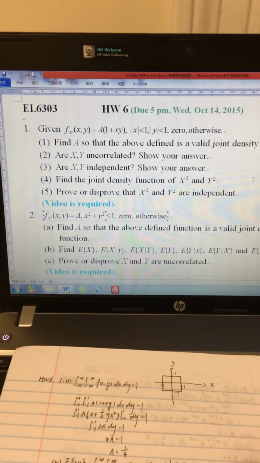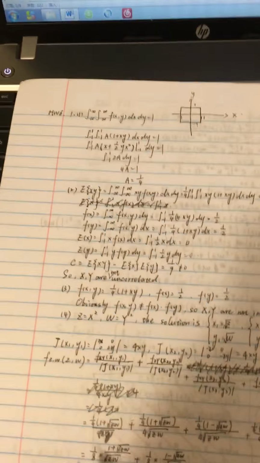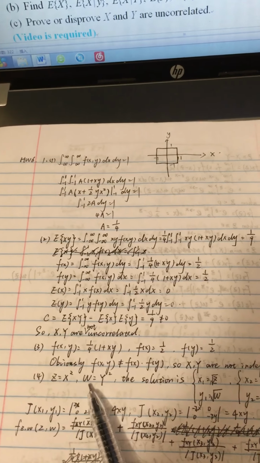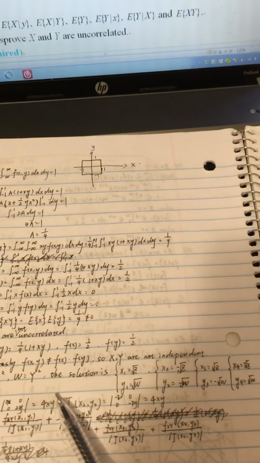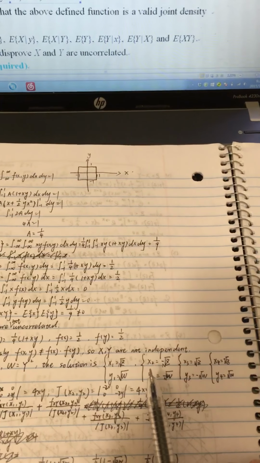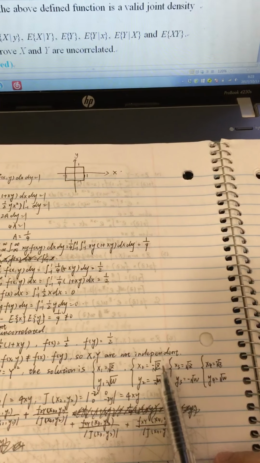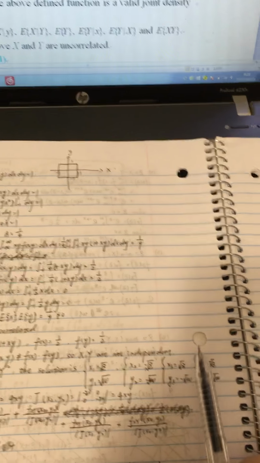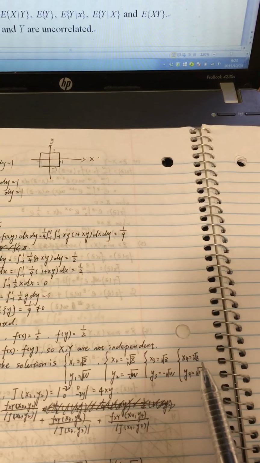Then for the fourth sub-question, find the joint density function of x squared and y squared. To get the joint density function, first we let z equals x squared and w equals y squared. This equation has four groups of roots. First one is square root z, square root w. Second is minus square root z, minus square root w. Third is square root z, minus square root w. The final one is minus square root z and square root w.